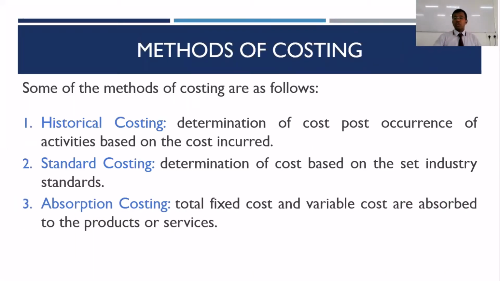Then you have absorption costing. So in absorption costing, what happens over here is the fixed as well as the variable cost is passed on as a part of the price tag for your product. So what you will have to do is figure out what is your fixed cost, then what is your variable cost, add them up together, divide it by the number of units that you have produced, and then you know what is your cost. So in absorption costing, the fixed cost of producing the product and the variable cost of producing the product are both absorbed from the price of the product or service that you're rendering. So that's what happens in absorption costing.